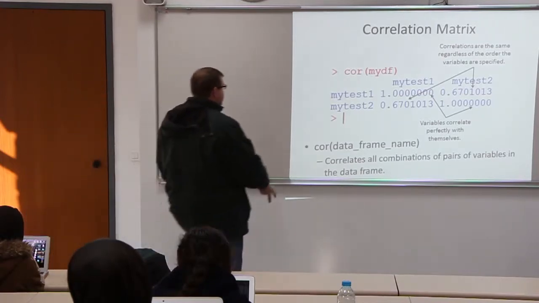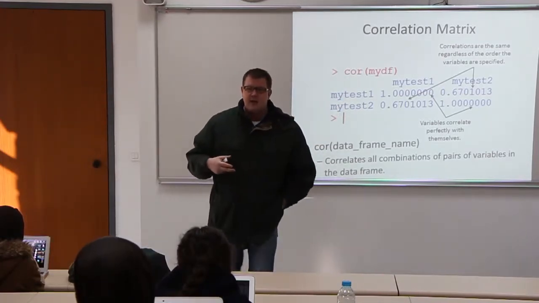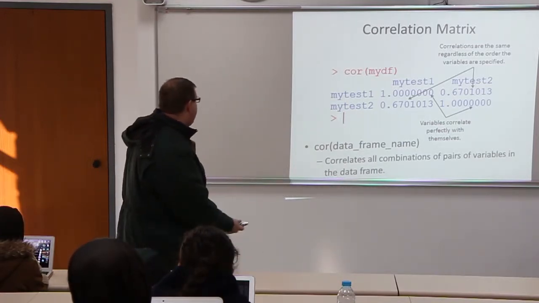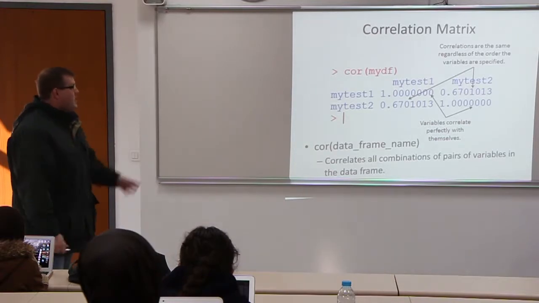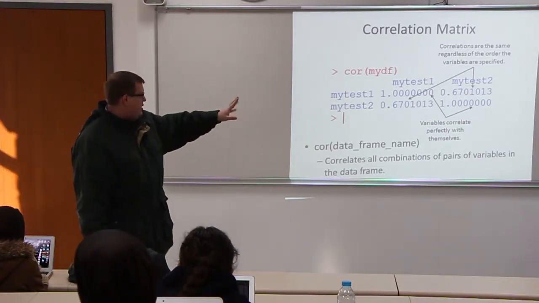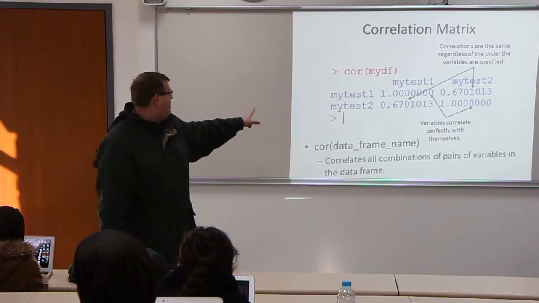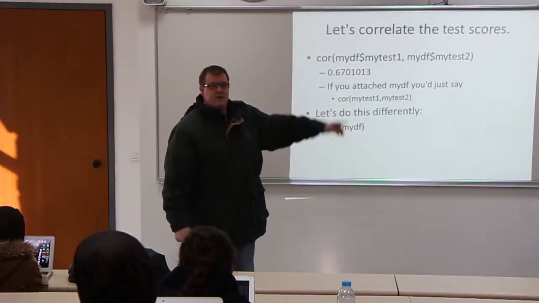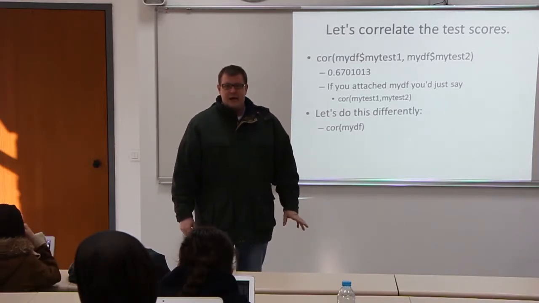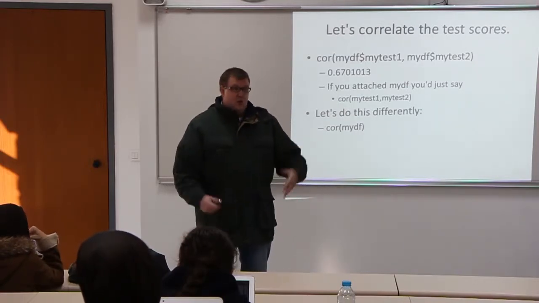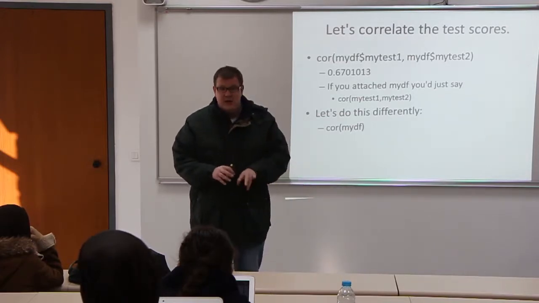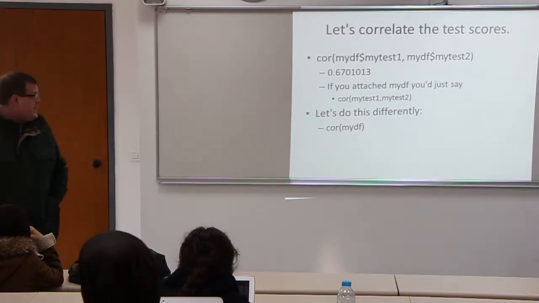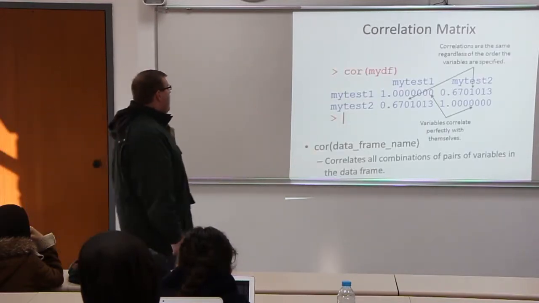So when we say something like this, correlate, and we give it a data frame, it's correlating all of the combinations of the pairs of the variables that are in that data frame. In a situation where you're just correlating two variables, it can be really easy to just say something like this, correlate the two. But if you have 18, 20 variables, you might not want to have to do that 18 or 20 times. So instead you can give a data frame that has all those variables in it and get all those correlations automatically.